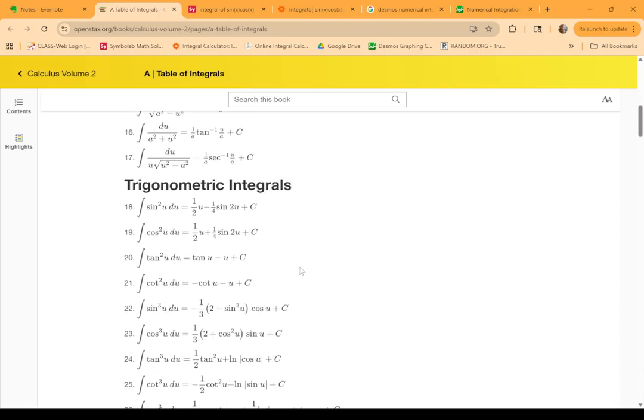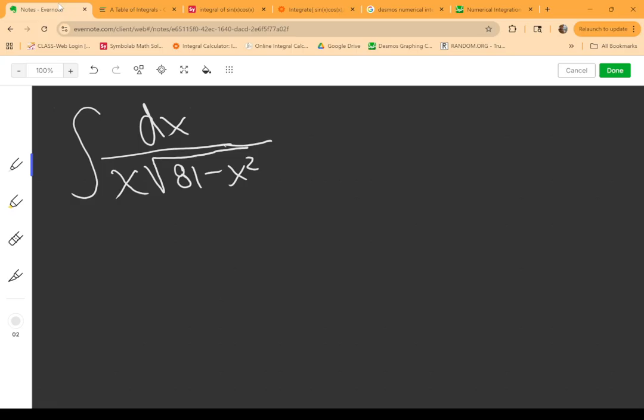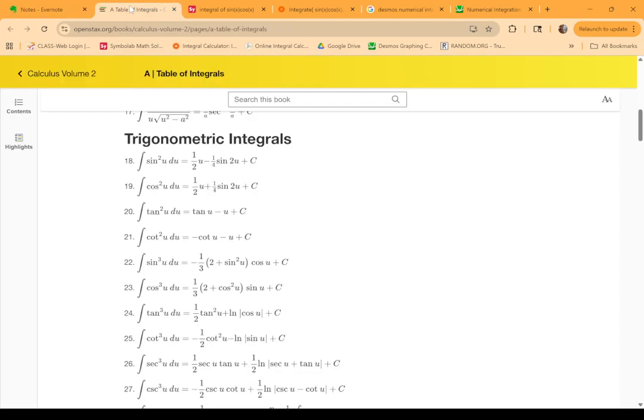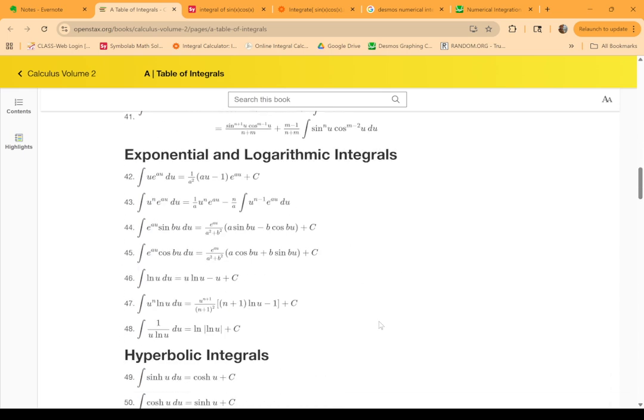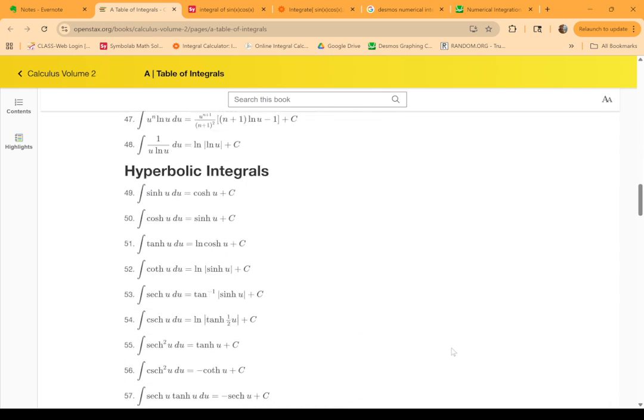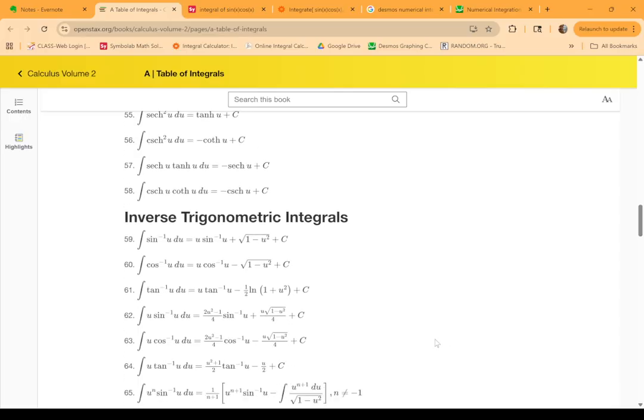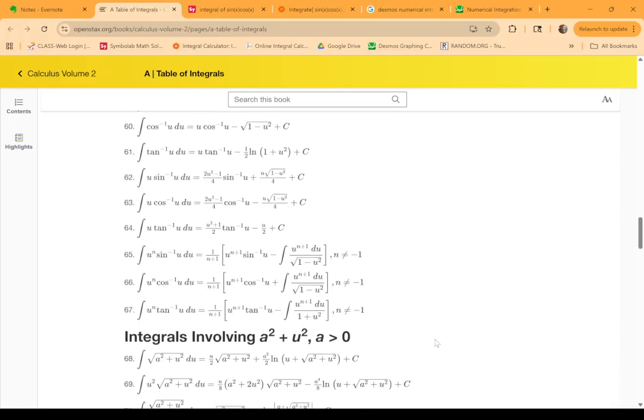Then our trig integrals. My goal here is to evaluate this just by looking it up, which is essentially pattern matching. So I know it has a root, a difference where the x is on the minus sign, and then there's an extra x out here. So let's see if I can match something up here. It's not a trig integral. It's not exponential. It's not hyperbolic. Scrolling down, it's not an inverse trig.